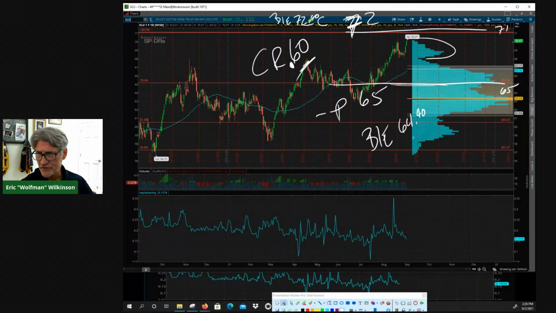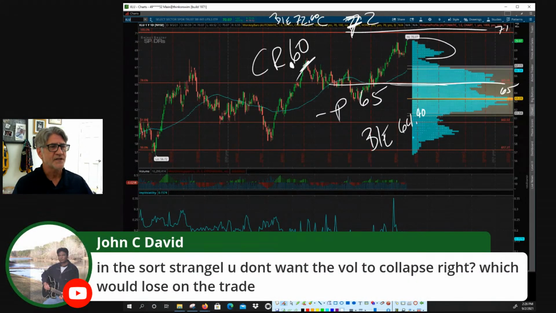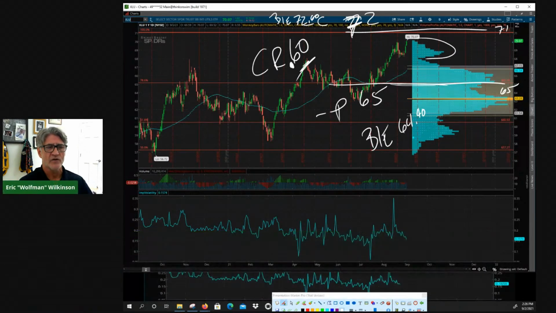In a short strangle, don't you want the volatility to collapse? Yes, we want the volatility to collapse on a short strangle. As that volatility collapses, our premiums will collapse with it. Every 1 percentage point decrease, our premiums will decrease by that corresponding amount, right?